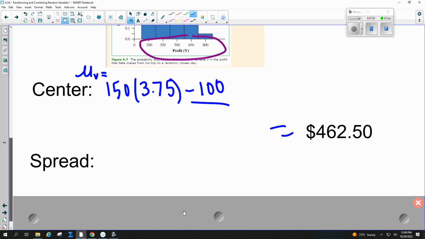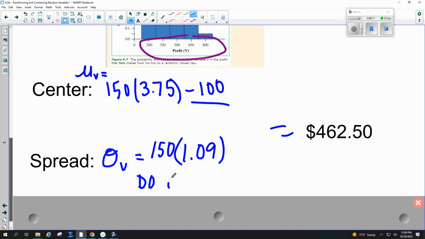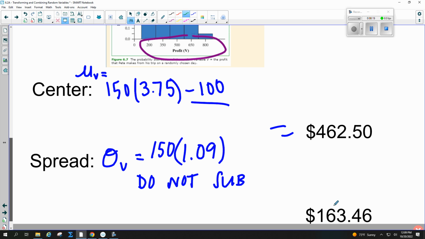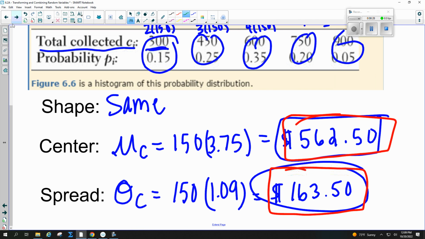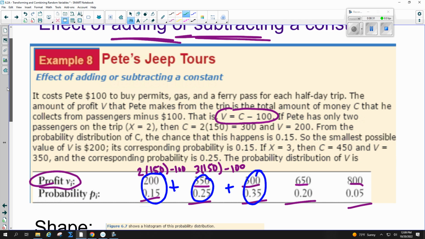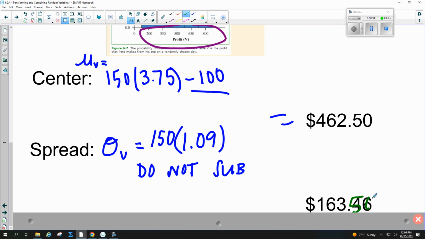Now for my standard deviation of the profit. Our first standard deviation was 1.09, how many passengers we're typically off by. We are allowed to multiply by 150. Do we subtract 100? No. Do not subtract ever from the standard deviation. So guess what? It stays exactly the same as what we got on the last slide, which I'm pretty sure was not that number. Hold on, let me check. 163.50. Sorry, this should still say 163.50. All right, there you go.